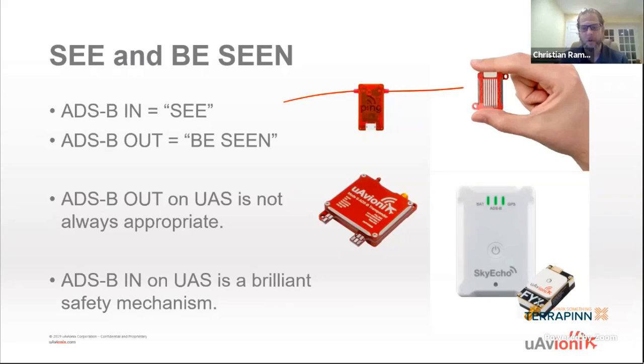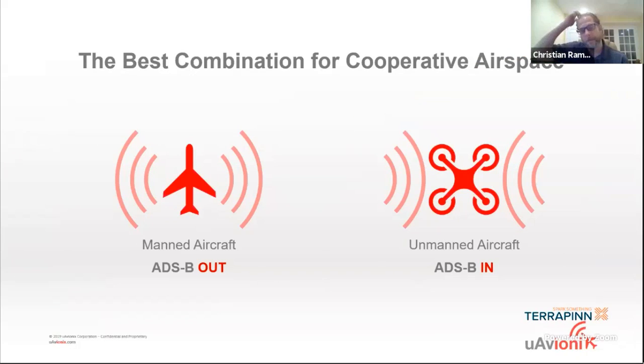Two examples here. One is called Sky Echo, which is a portable ADS-B in and out system for general aviation, and the other is a Ping 1090i, which is also a portable ADS-B in and out system for drones. The best combination is when all of your manned aircraft have ADS-B out and your unmanned aircraft have ADS-B in. That enables the safety net to take effect without crowding spectrum by transmitting ADS-B from all of the drones, but it allows your drones to see all of the aircraft that are flying with ADS-B out.